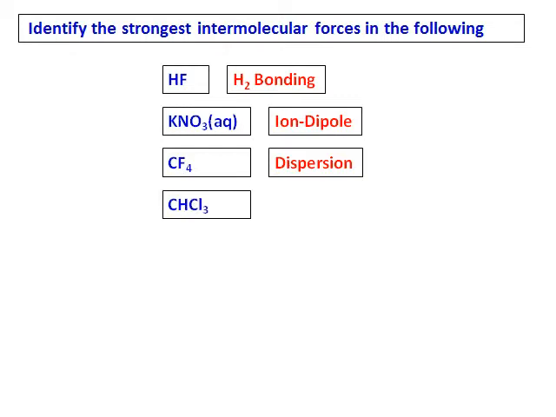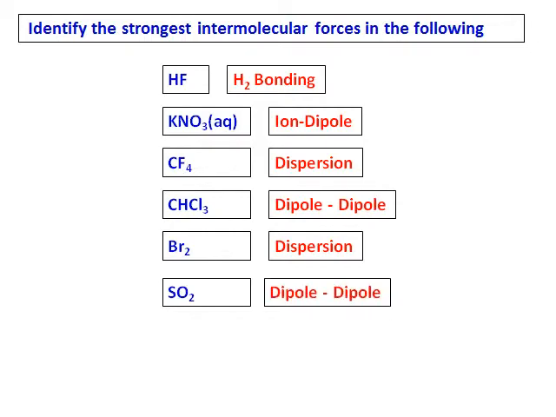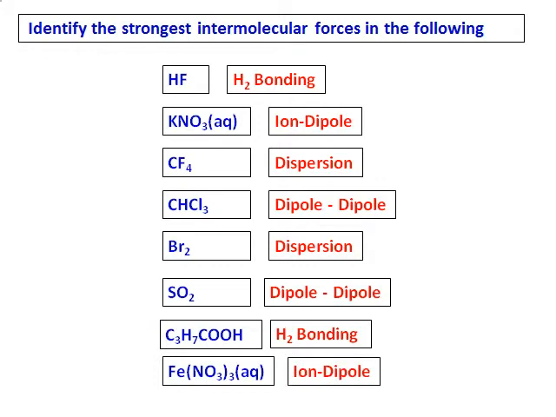And then CHCl3, it's a polar compound, therefore it will have a dipole-dipole interaction, but no hydrogen bonding. Bromine is a non-polar compound, therefore it's only dispersion. And then SO2. If you draw the Lewis structure, it will have a lone pair, and hence it is polar, so dipole-dipole. C3H7COOH is an organic acid. It will show hydrogen bonding as the predominant one. The last one, Fe(NO3)3 aqueous, that means I have iron nitrate in aqueous solution, therefore it will show the ion-dipole interaction.